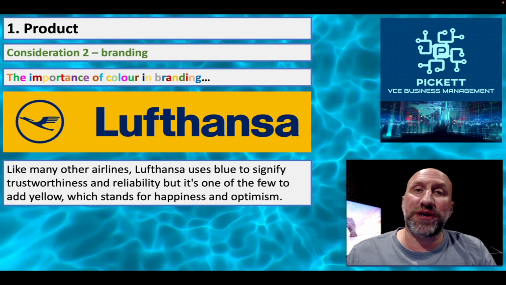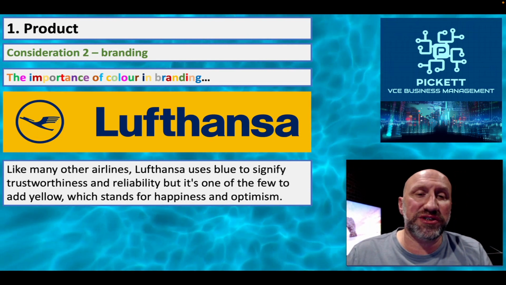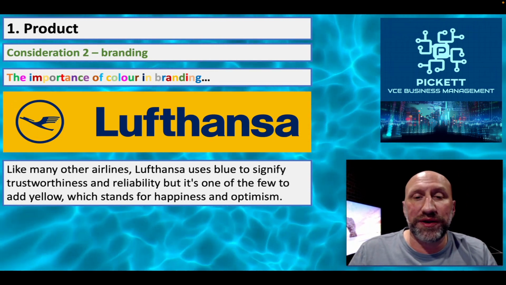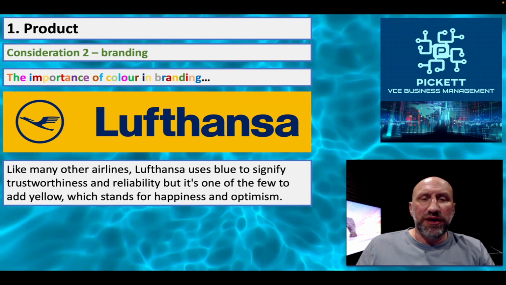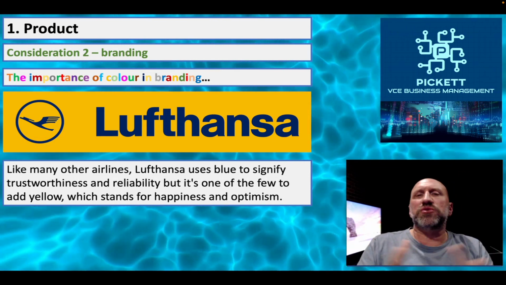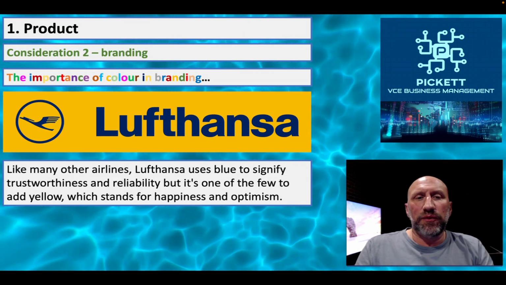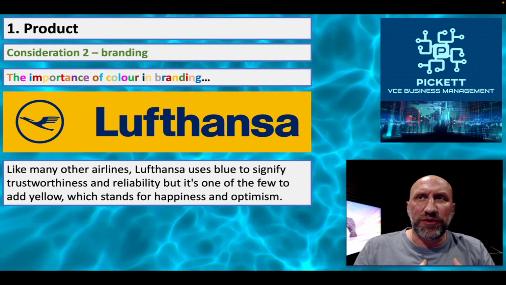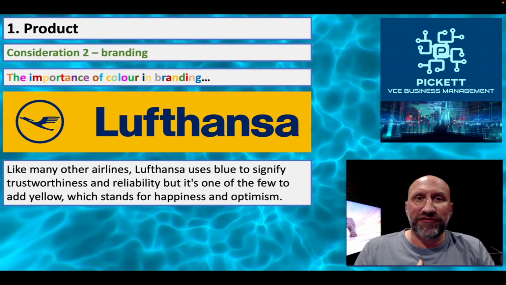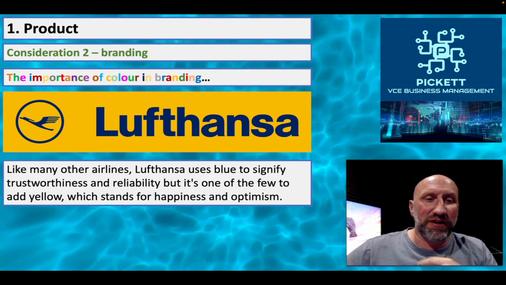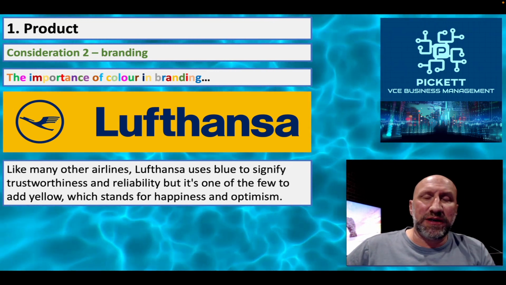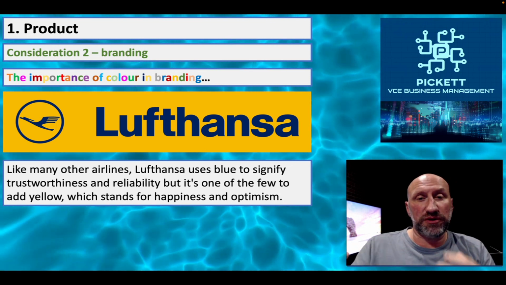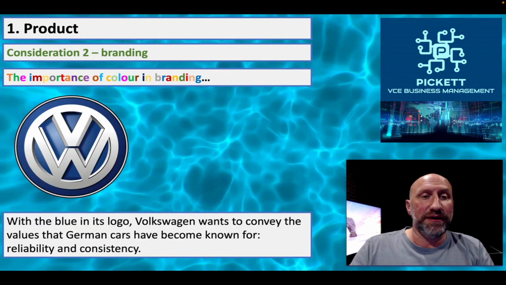Lufthansa, this is the German national airline. Look, this is an interesting one because they use blue, and blue is a commonly used one amongst airlines. Blue is, as we said before, professionalism, trustworthiness, reliability, which if you think of an airline, is one of the key values that you would hope the airline you're going to fly with has, so the thing doesn't fall out of the sky. But it's one of the few that uses yellow, which stands again for happiness and optimism. So kind of an interesting mix of colours there.